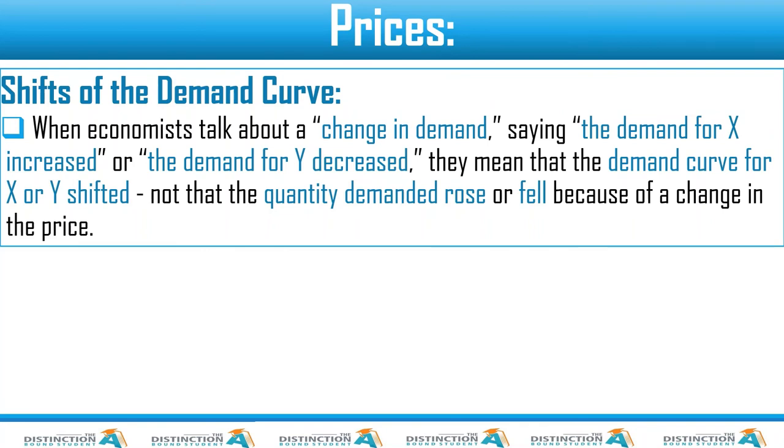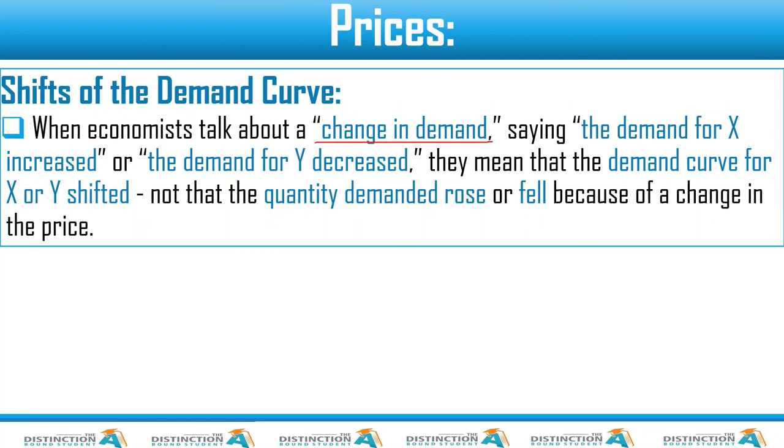So when economists talk about a change in demand, saying that the demand for X increased or the demand for Y decreased, they mean that the demand curve for X or Y shifted. Are we clear there? So when we talk about a change in demand, we are referring to a shifting of a demand curve. Please get that clear. Not that quantity demanded increased or decreased. When we say there's a change in demand, we are not saying quantity demanded increased or decreased. We are simply saying the demand curve has shifted.